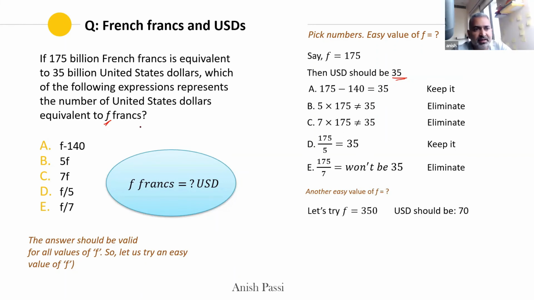Let's try F equals 350. I know now that by plugging in 350, the right answer will give me 70 as the value. Let's do that. Do I need to now try all 5 options? No, I only need to try A and D. The other 3 I had already eliminated.